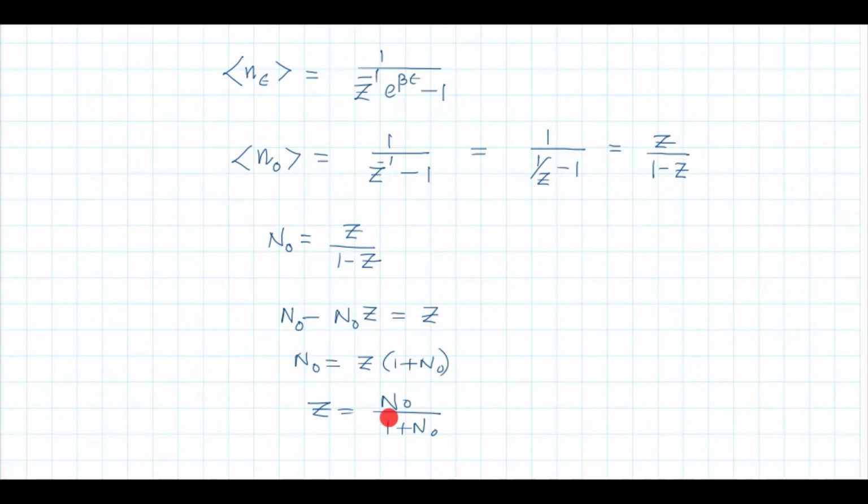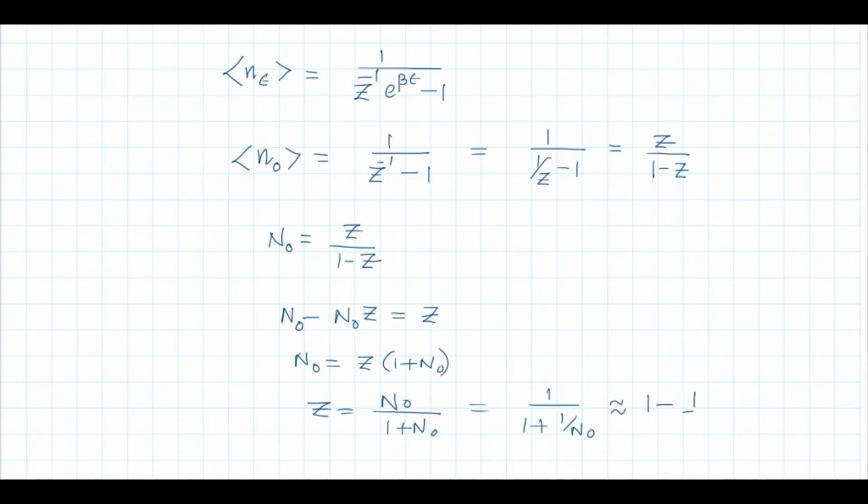So, if the number of particles in the system is greater than the limiting value Ne maximum, there will be accumulation of particles in the ground state, and that number of particles is given by N0, and the actual value of Z you can calculate using this expression N0 by 1 plus N0. You can write this as approximately equal to, taking N0 from both numerator and denominator and cancelling it, 1 divided by 1 plus 1 by N0.